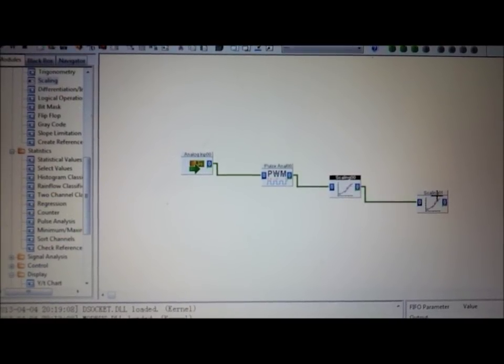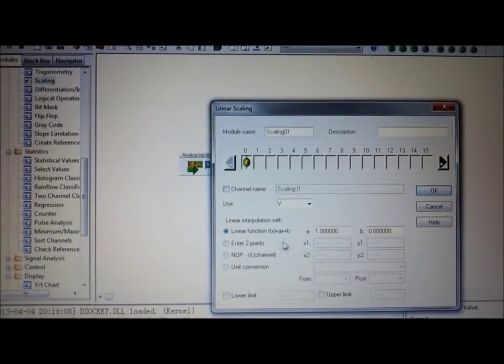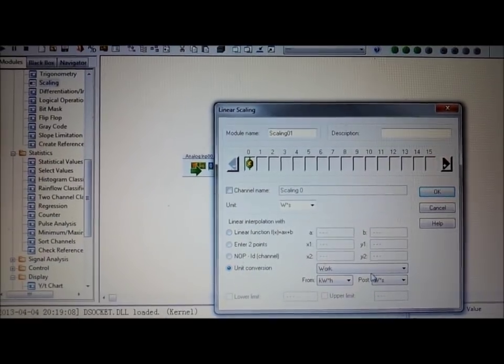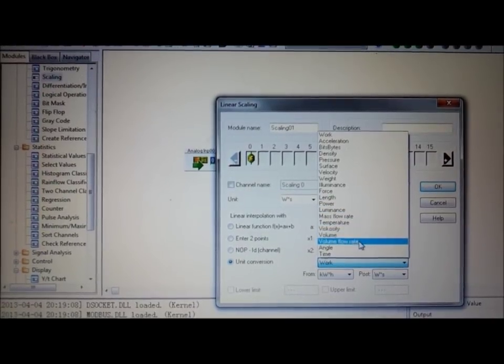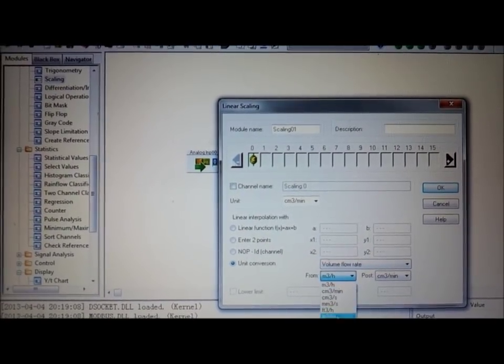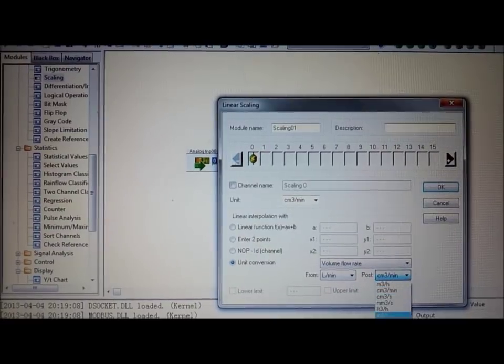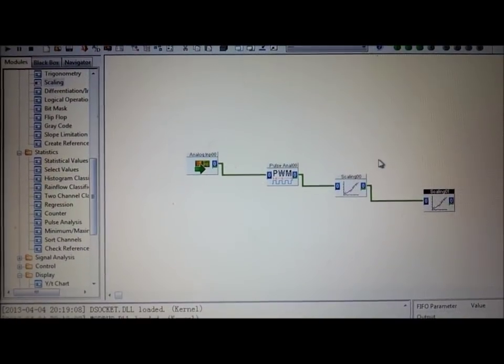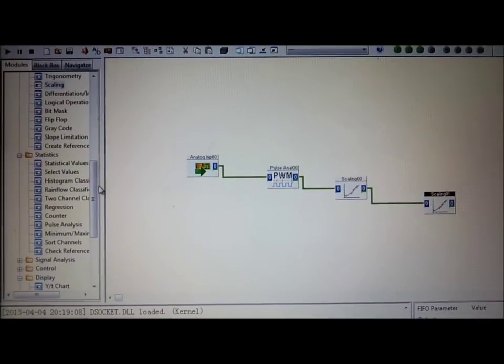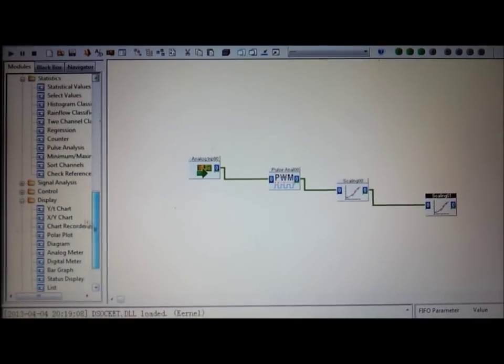For our case, unit conversion, we need to measure the volume flow rate. Therefore, we change it to liters per minute and press OK. Finally, we connect it to the digital meter.